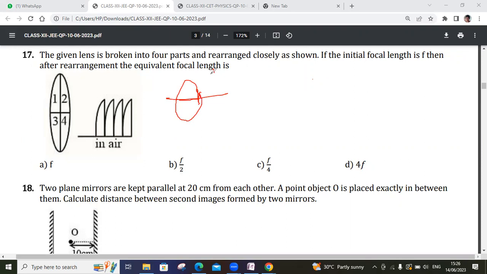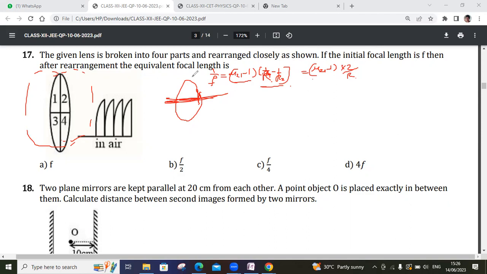focal length will not change because 1 by f is equal to (mu 2 1 minus 1) into (1 by r1 minus 1 by r2). And here, in this case, this will be r1 plus r, this will be r2 minus r. So 2 by r we can write just like that, right? Just into 2 by r. So when you cut it like this, r1, r2 will not change, so focal length will not change.